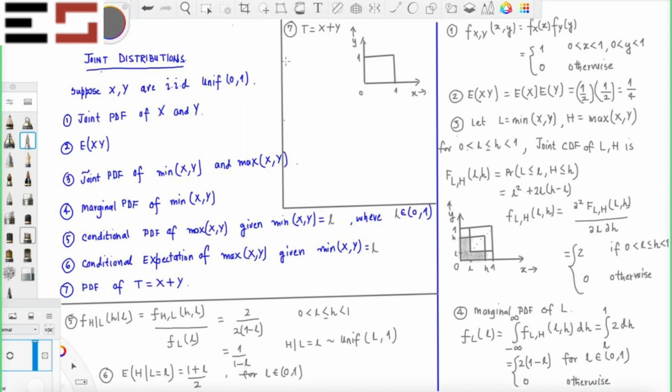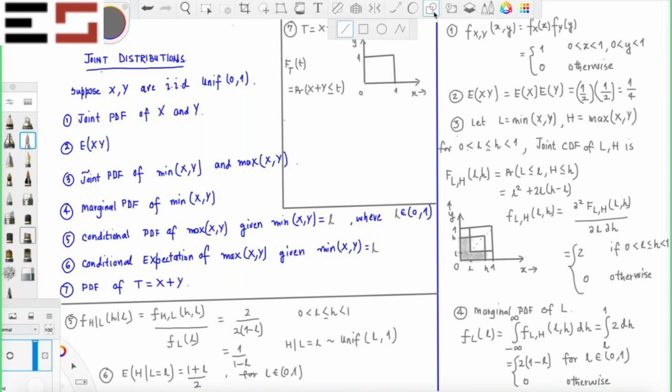of t, it is nothing but the probability that x plus y is less than or equal to t. Okay, so what I can do is the following. I can plot this. How is this going to look? What kind of region do I need to do the integral over?